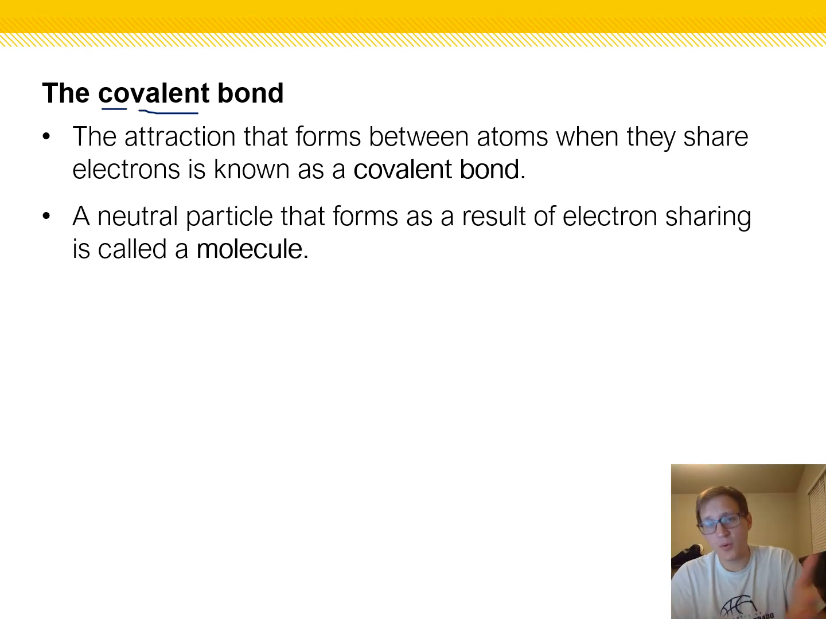The attraction that forms between 2 atoms when they share electrons. Notice the difference. Ionic bonds are formed by giving electrons from one to the other, where they become charged. Covalent, they will be sharing electrons. Make sure you write that down. That will be on the test. A neutral particle that forms as a result of electron sharing is called a molecule.